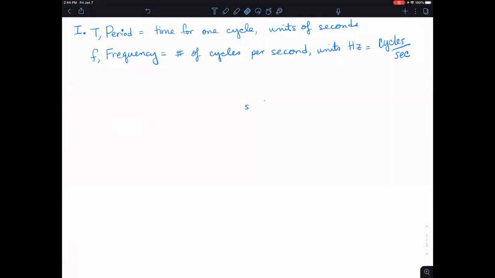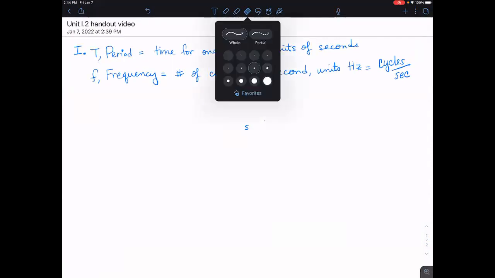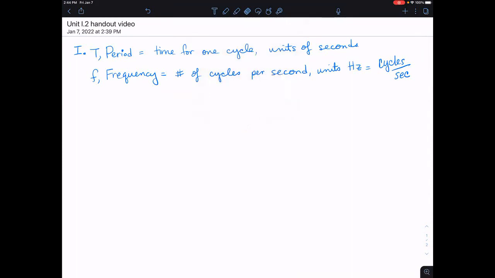So Roman numeral number 1 on unit 2.2 talks about the period and the frequency. The period is the time for one cycle, and the frequency is the number of cycles per second, with units of hertz, that is actually cycles per second. If we're using numbers, it means that the frequency is 1 over the period. And conversely, the period is 1 over the frequency.